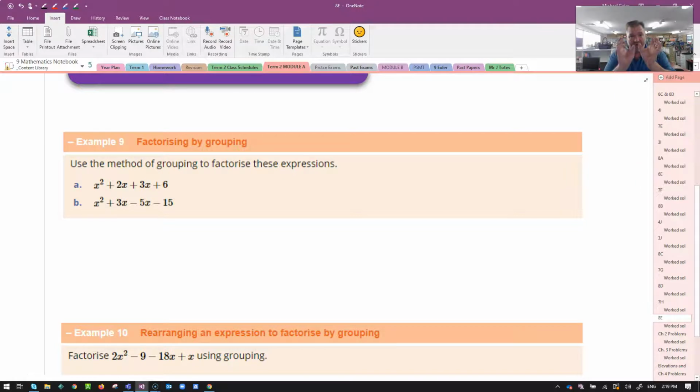Factorizing again today, writing things as brackets being multiplied together. Algebraic expressions, we're going to change them into algebraic terms being factors being multiplied. Now we're doing a special type called factorizing by grouping.